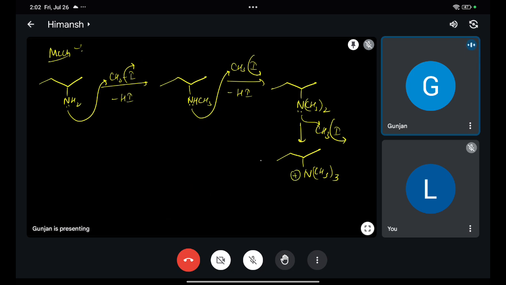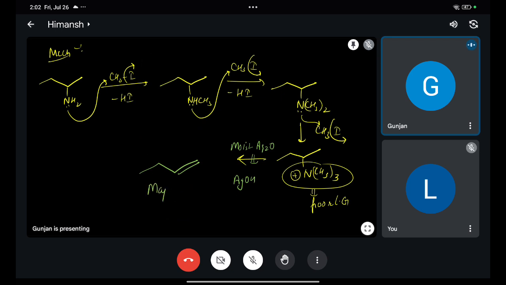Now nitrogen got a positive charge, so it becomes a poor leaving group now. And as I told you, a poor leaving group will produce the Hoffman product as the major product. Remember? Yes, ma'am. Remember. So when we are providing moist Ag2O, what's the meaning of moist Ag2O? It means AgOH, right? So basically it will eliminate out like this, and we will get a major product like this. Got it? Yes, ma'am. Got it.